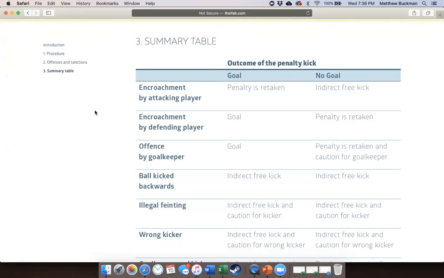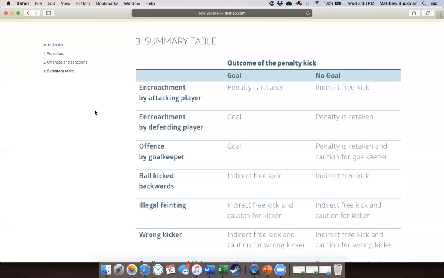So encroachment by a defending player, if the ball goes into the goal, goal. We don't want to penalize the attacking team by making them retake the kick when it was a defending player who committed some sort of offense. So if the ball goes in the back of the net, we don't worry about it. Goal is awarded, no problem. If a defending player encroaches, but the goal is not scored on the penalty kick, then we're going to retake the penalty kick.